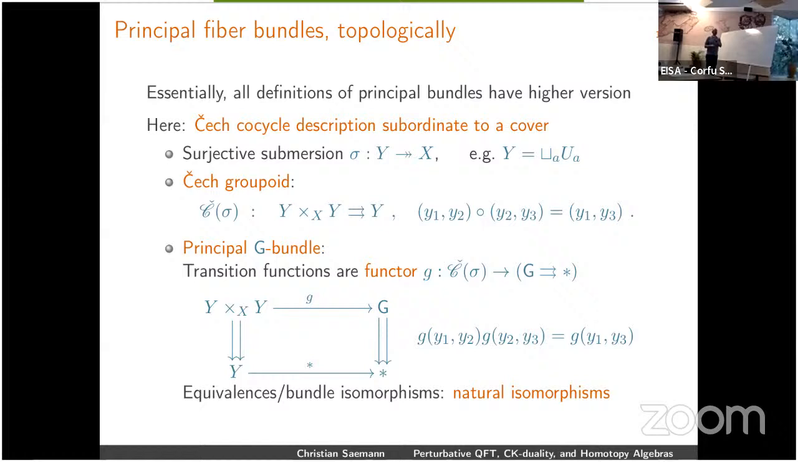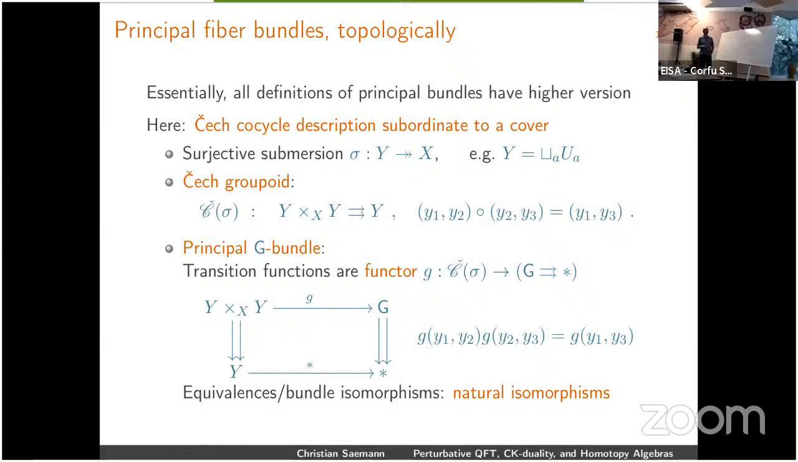Remember, for this we need a surjective submersion on our base space. Think of it as a cover, but we don't need to use ordinary covers. Then we can construct the so-called Čech groupoid. This is a very simple category where the objects are just the various patches that we have, and the morphisms are just the overlaps of patches between them, right? And then you can obviously compose them. They have obvious inverses, and then you get a category. Because the morphisms are invertible, we call this thing a groupoid.